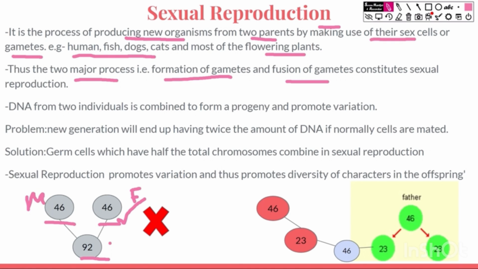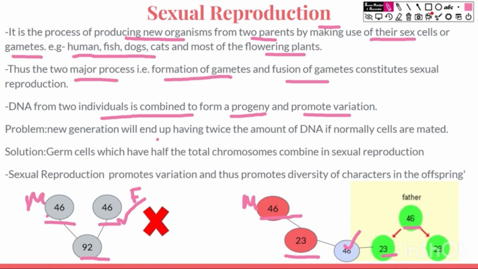To solve this problem, we have the formation of gametes or germ cells, in which these 46 chromosomes are reduced to half and then they form gametes or specialized cells which fuse ahead. Here you can see this is the mother's organism. It has 46 chromosomes in one cell. These chromosomes reduce to 23 chromosomes only, and the same way in the father as well, the 46 chromosomes reduce to 23 chromosomes. Both of these sets of 23 chromosomes combine, they give us 46 chromosomes again, which is a human cell. So this is the correct way for reproduction to occur in sexual organisms, because there is fusion from two different parents. DNA from two individuals is combined to form a progeny and promote variations.